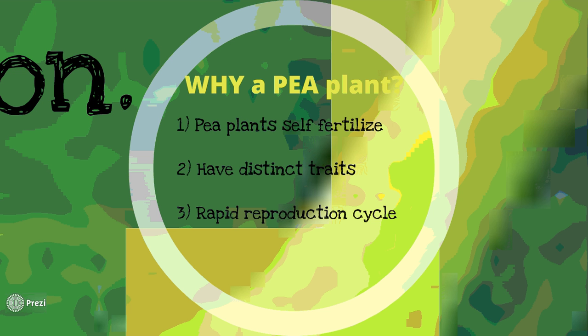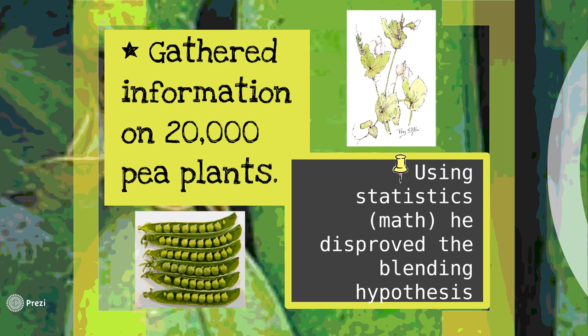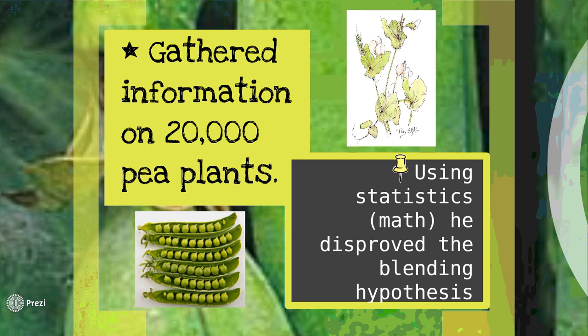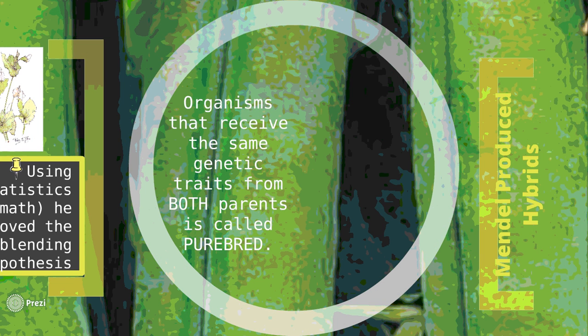They also have a rapid reproduction cycle, which means that he can go through many generations in a very short period of time. So he used over 20,000 pea plants to gather information and then used statistics, which is math. He disproved that the blending hypothesis was occurring, and he came up with his own method that we now call Mendelian genetics.